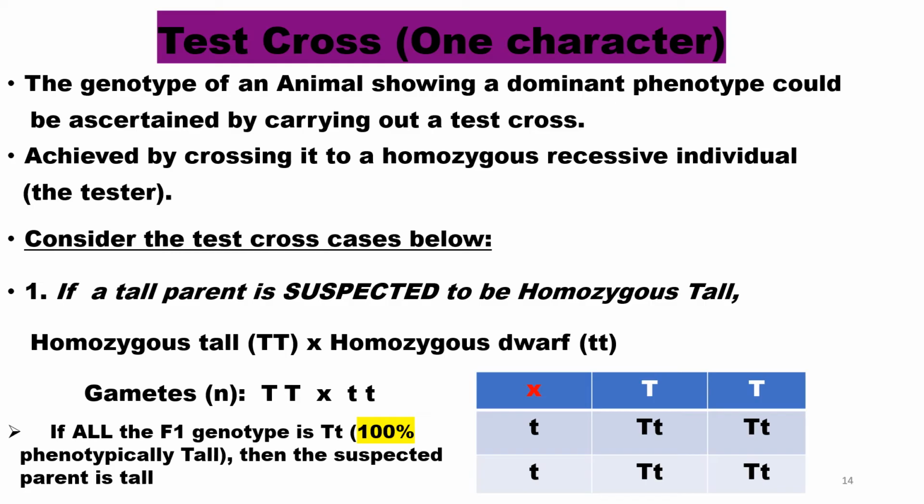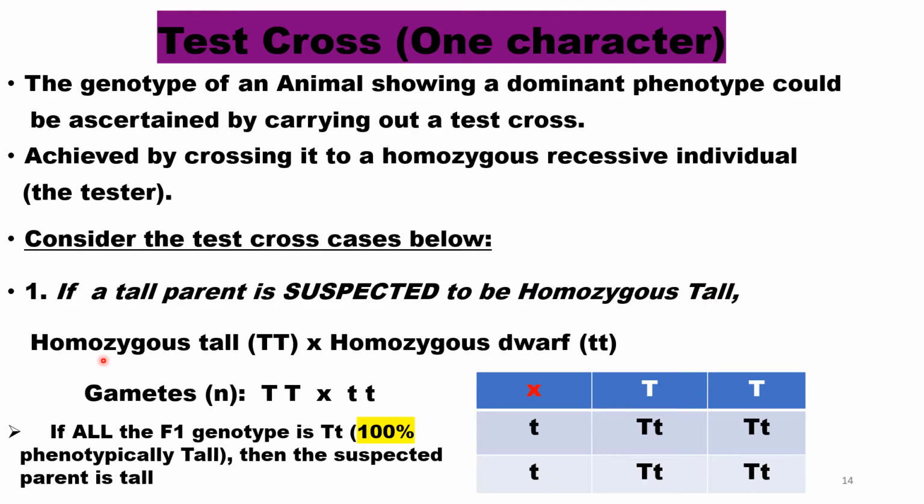A test cross is usually carried out to find out the genotype of a plant or an animal. And this is usually achieved by crossing it, that is the plant or the animal, to a homozygous recessive individual, usually referred to as the tester. Let's consider the test cross case below. We want to confirm if a plant that is phenotypically tall is homozygous tall, meaning the plant looks tall. We want to be very sure if it is homozygous tall, pure tall, or if it is heterozygous tall.